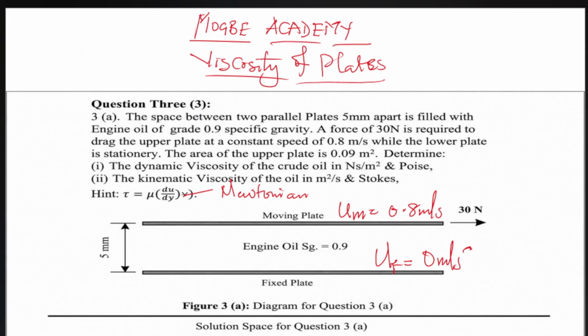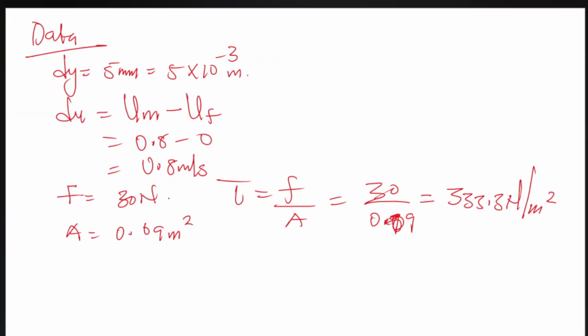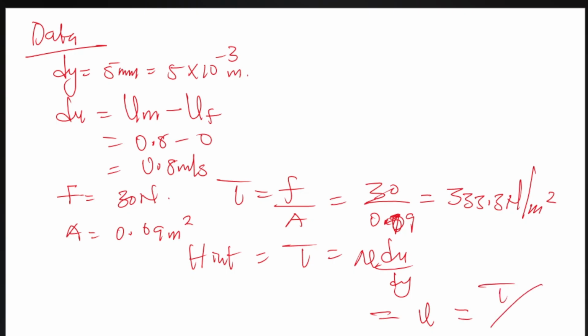Now, what's remaining is, recall from the hint that was given to us, you tell your examiner, from the hint that was given to us, we have that tau is equal to mu du over dy. So from here, we can get mu. Getting mu, we know that mu will be equal to tau divided by du over dy. Are we together? So what you simply do is you impute your values into your given formula for your dynamic viscosity, and you get your answer. Are we together?